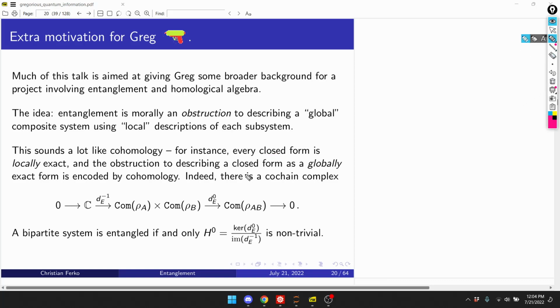As Greg and I have seen, there's a cochain complex, which looks like this, and the only interesting cohomology you find for this is the middle cohomology, if you like. It's the kernel of this map modded out by the image of this map, in the same sense as we usually look at closed forms mod exact forms. And a bipartite system is entangled if and only if this cohomology is non-trivial. So there's a cohomological interpretation of entanglement, which is something we're thinking about.